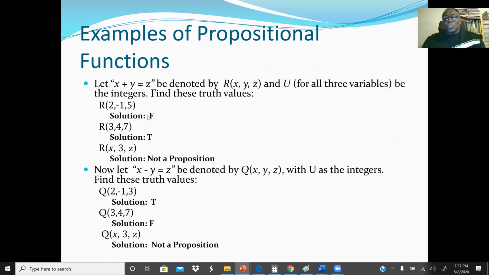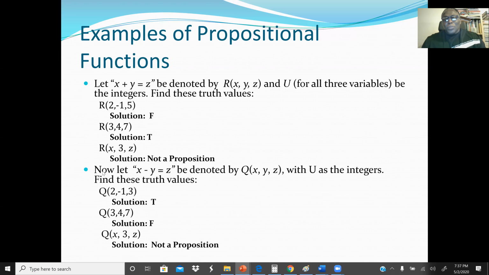So false. Now 3 plus 4 is 7. Okay, so that's true. So R(3, 4, 7) is true, because 3 plus 4 is 7. Then here we have R(x, 3, z). X is a variable. It can be any value, and z can be any value. Since we don't know the actual values for x and z, these are variables, so we say this is not a proposition. We cannot decide whether it's true or false.